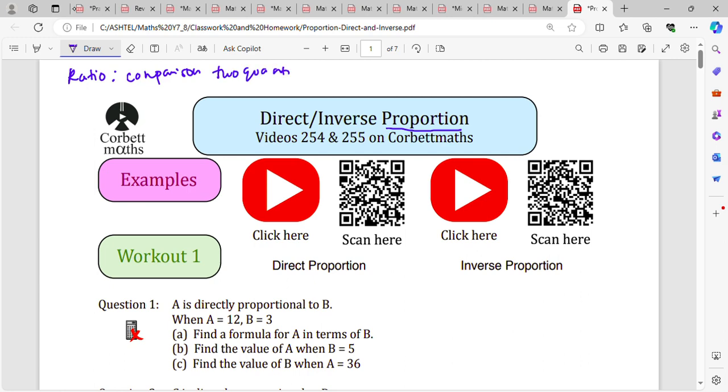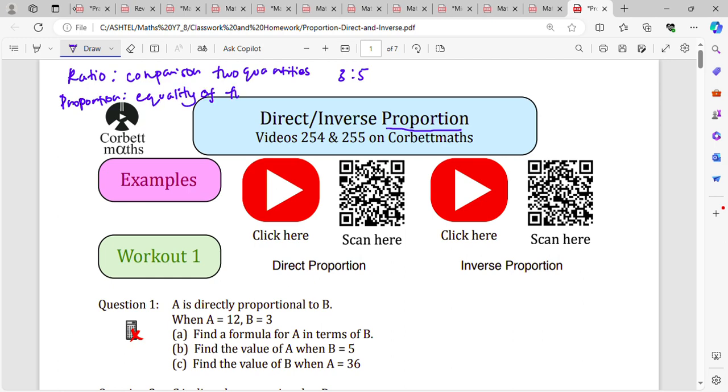So let's say you have three red balls to five blue balls, so the ratio will be 3 to 5. But now we are learning about proportion. Proportion is about the equality of the ratios.